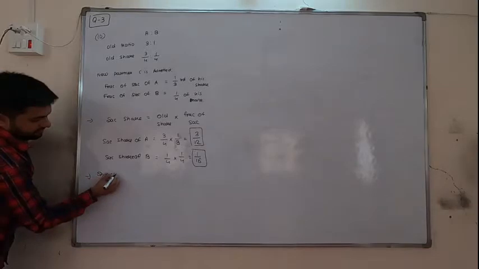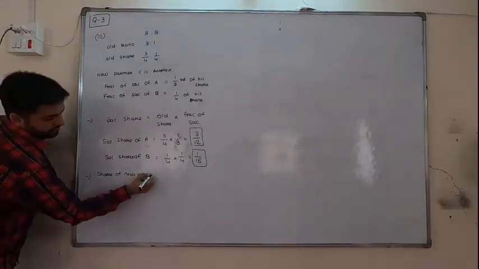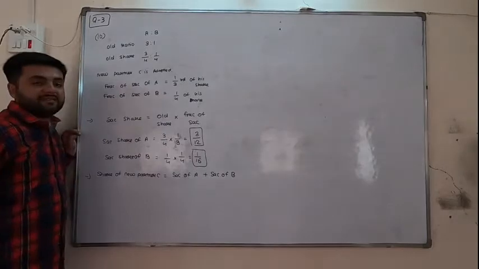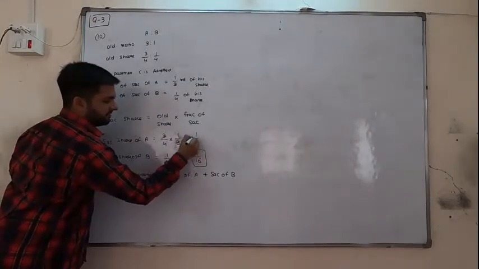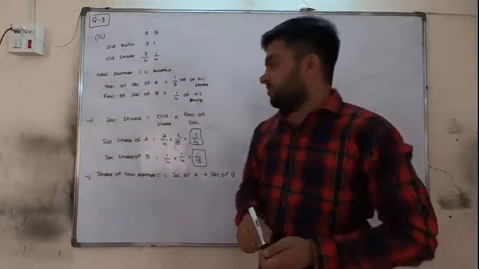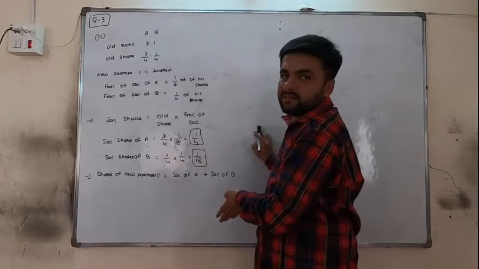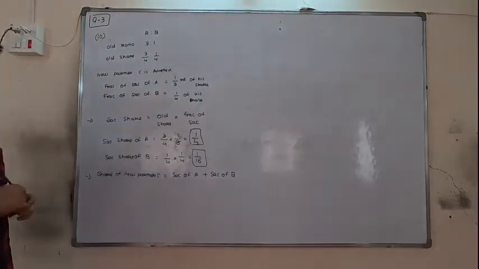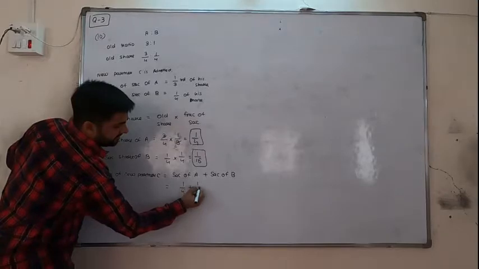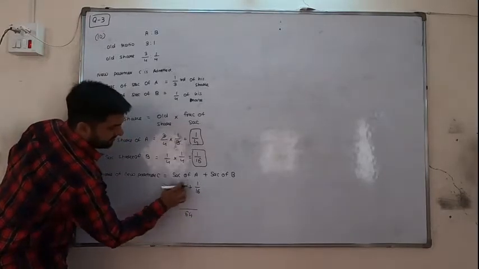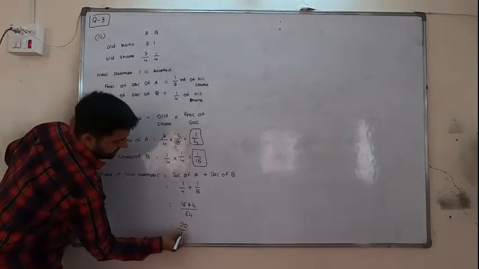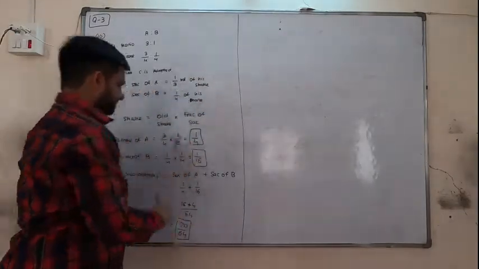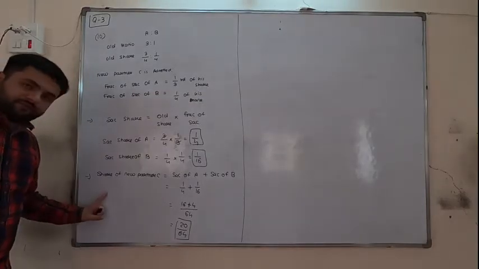Now we want the share of new partner C, which is equal to the sacrifice of A plus the sacrifice of B. See, we have to add here. So instead of doing this, let's cut this and make it simple. Why? If we did not do it, it was also possible, but because we have to add these terms and do a long calculation, here 3 is cut, so it is directly possible. So A is 1/4 plus 1/16. 16 4s are 64, 16 1s are 16, 4 1s are 4. 20/64. Don't cut it, let it be. Sacrifice shares are found. Share of new partner C is found.